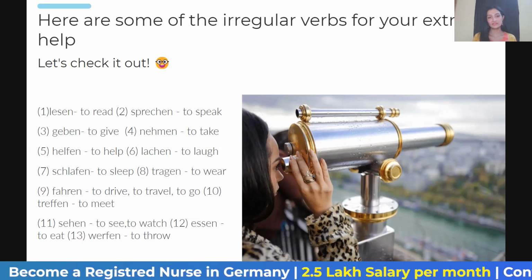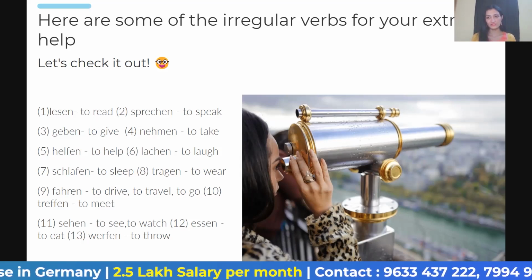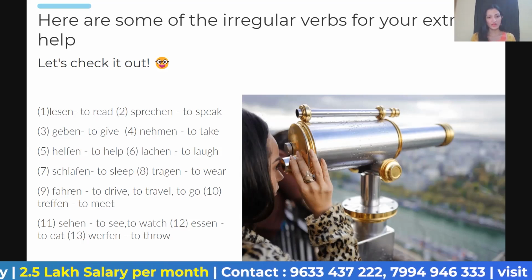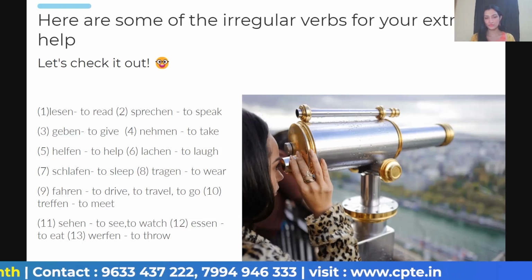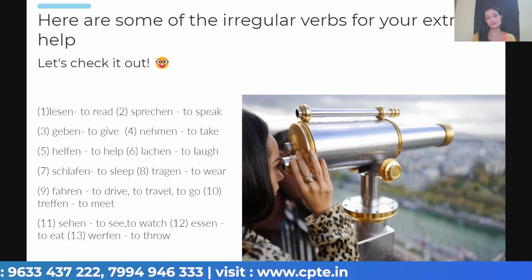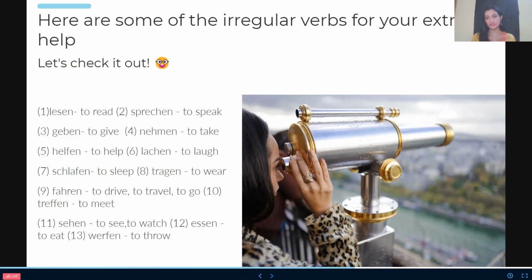And along with that they are having something for their hunger, essen, to eat, like popcorn. After the movie is over, after the popcorn is over, they are throwing the wafer in the dustbin, so werfen, to throw. So this is my whole story, by which I have remembered each and every verb, every seven verbs actually. So like this you can do.